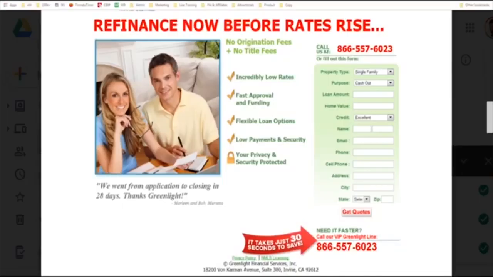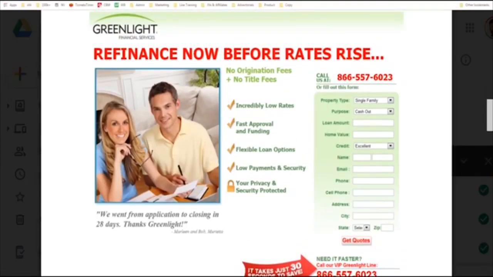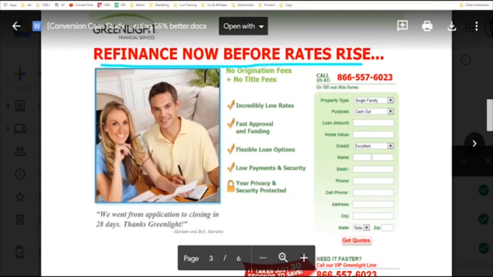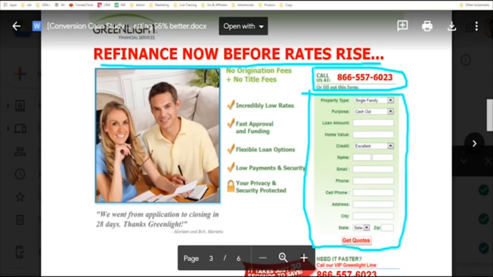Okay, at the time I was working for an ad agency, so they weren't actually my client, but I was the only person working on their account. Now, as you see here, their logo was in the upper right, and they said, refinance now before rates rise. They had a phone call, and then they had a long form like this. Very basic form. They asked a bunch of questions that they needed to hand over to their sales reps to help give that customer a quote.